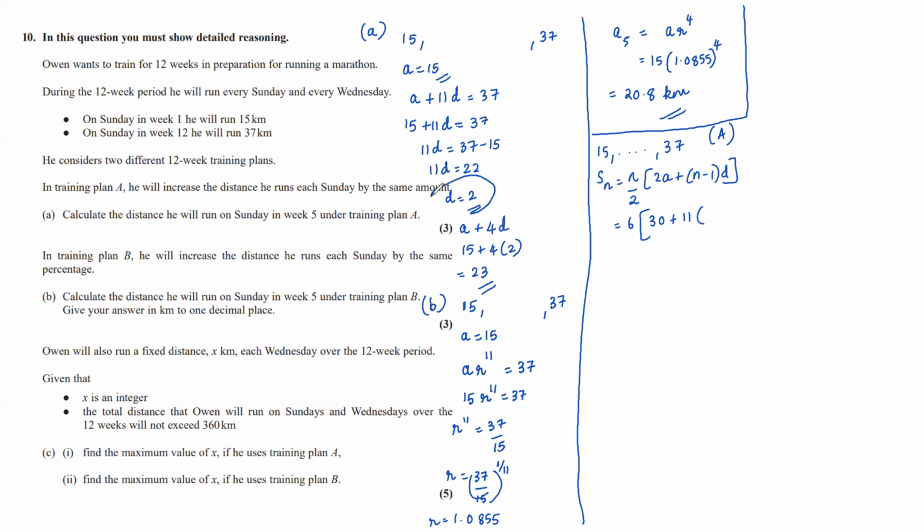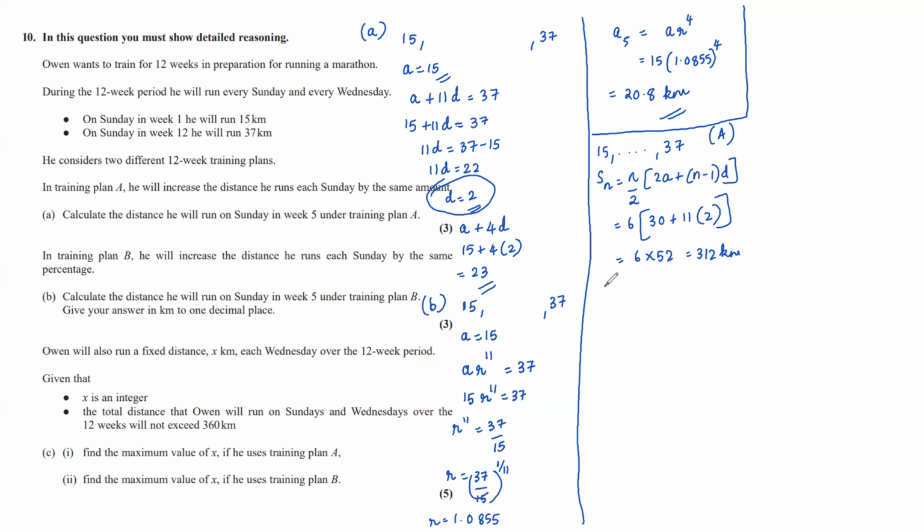We already got the answer here as 2. So let's just put this in calculator. 11 into 2 is 22. 22 plus 30 is 52. 6 into 52, that is 312. 312 kilometers he already covered on Sundays.